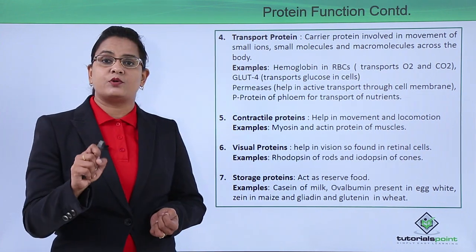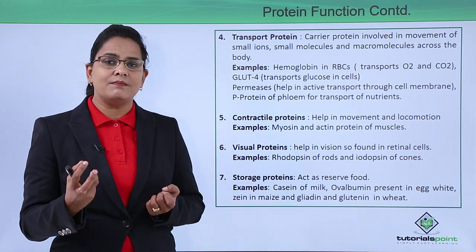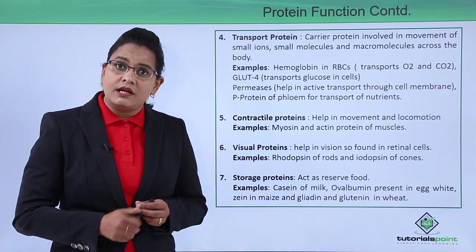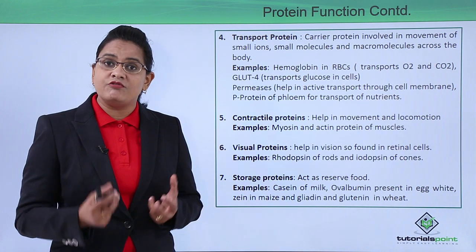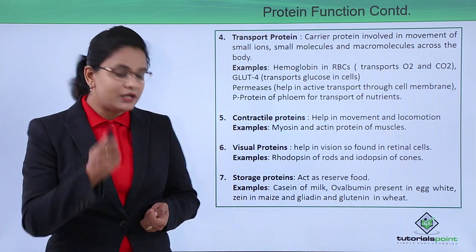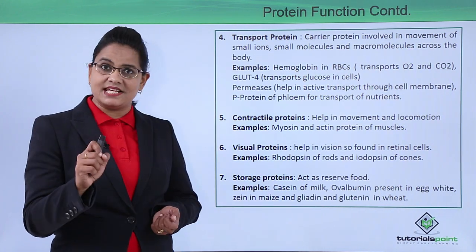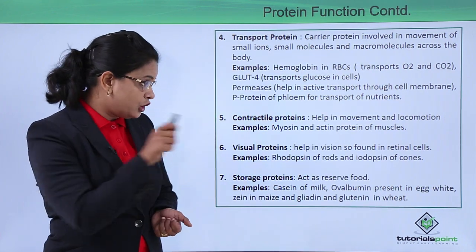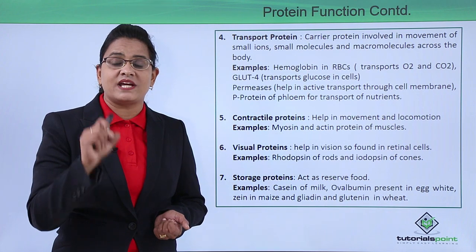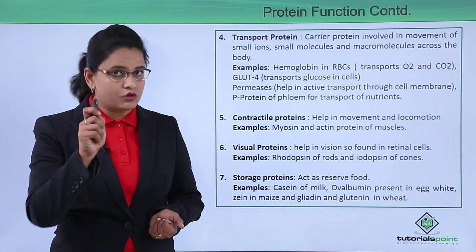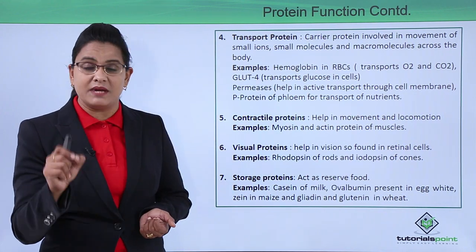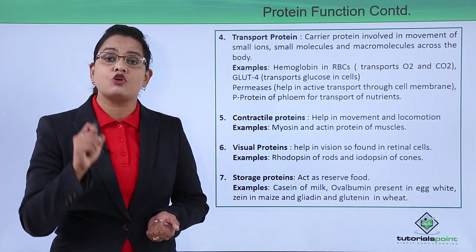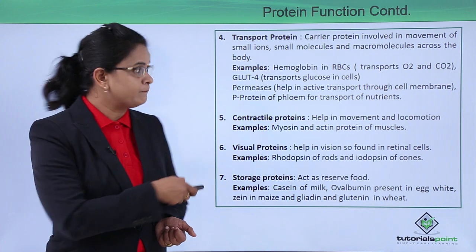Next are the storage proteins. So proteins also sometimes act as reserve food. In which animals or in which place do they act as reserve food? Let us see. The examples are casein of milk. It is a stored food. Then egg yolk, and ovalbumin, which is present in egg white, also acts as reserve food. The zein in maize, and the gliadin and the glutenin which are present in wheat, are also storage proteins.